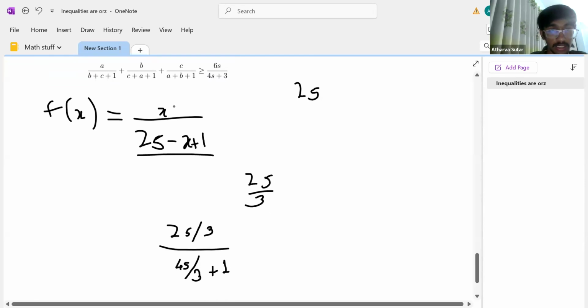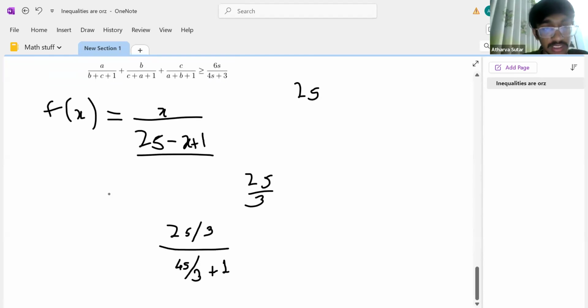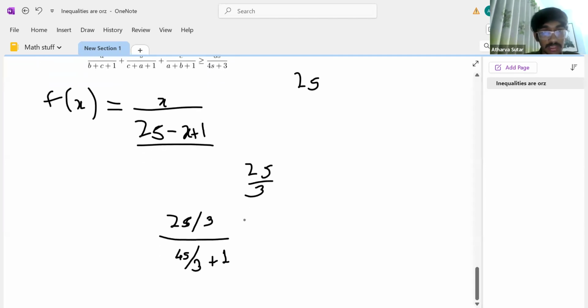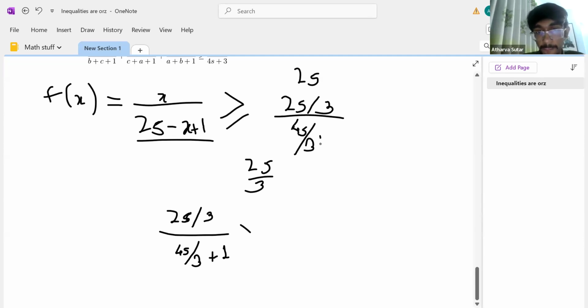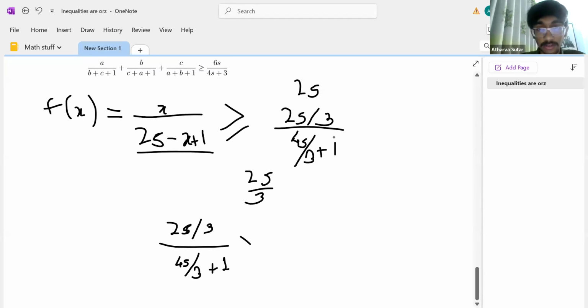And in the LHS, you would get a upon 2s minus a plus 1, or b upon 2s minus a plus 1. This is that the LHS is basically greater than or equal to this. And if you notice that multiplying 3 in the numerator and denominator would basically give you the RHS. So you get this is greater than or equal to. And we're basically done with the problem. So Jensen's gave us an instant solution to this problem.